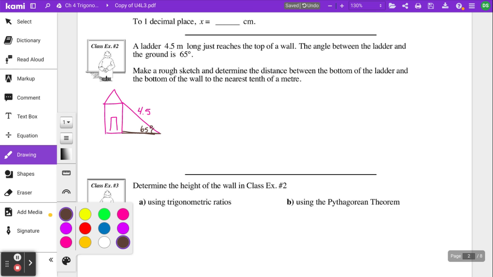Make a rough sketch. Did it? Determine the distance between the bottom of the ladder and the bottom of the wall. The bottom of the ladder to the bottom of the wall would be here. Call it X. Find out how far that is. There's 1/10 of a meter. All right. Can you use a Pythagorean theorem? Yes or no?